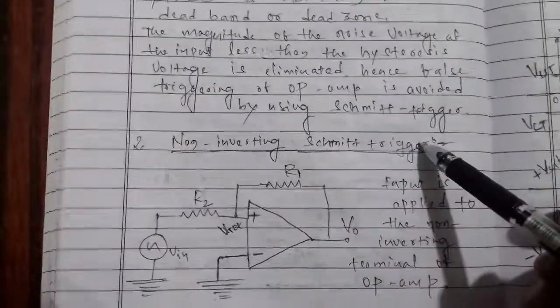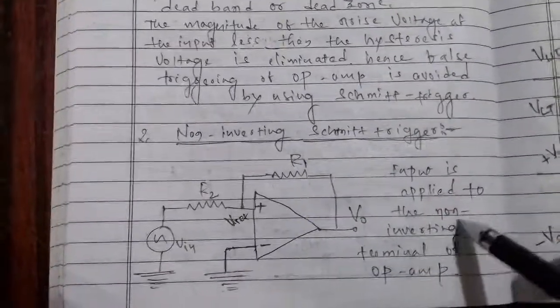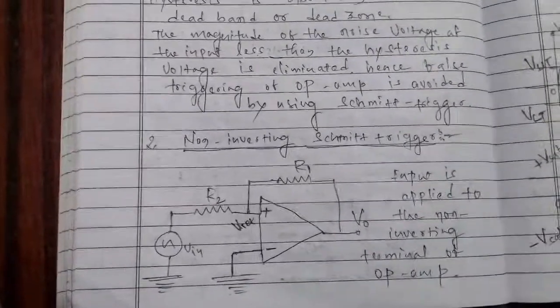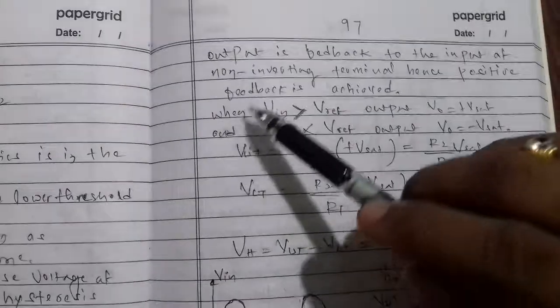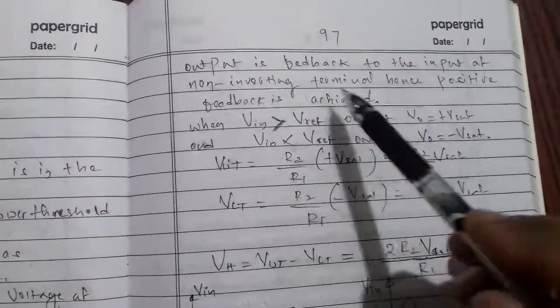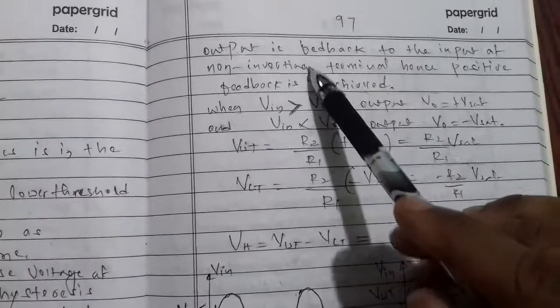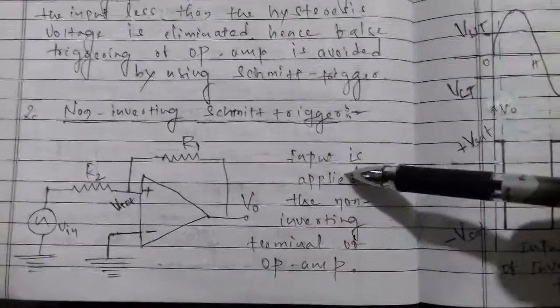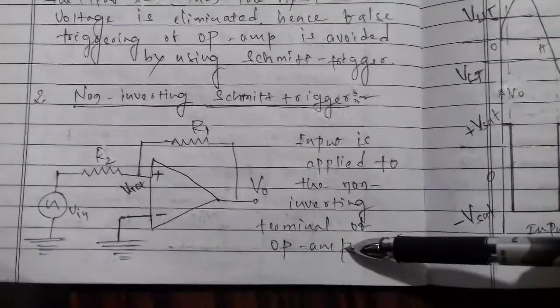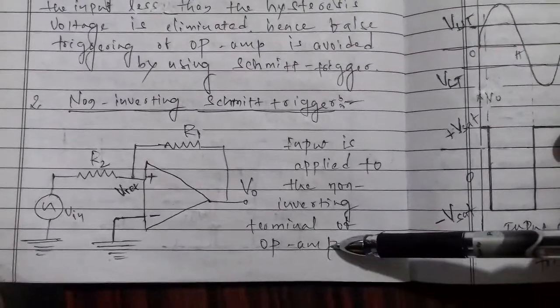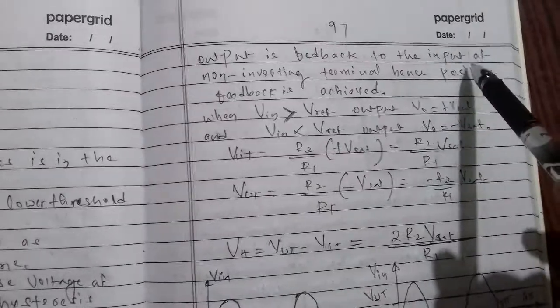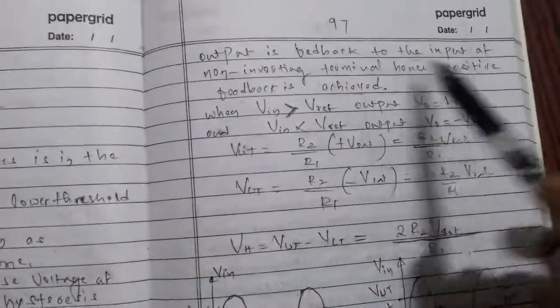The non-inverting Schmitt trigger. Input is applied to the non-inverting terminal of the op-amp. The output is fed back to the input at the non-inverting terminal, hence positive feedback is achieved.